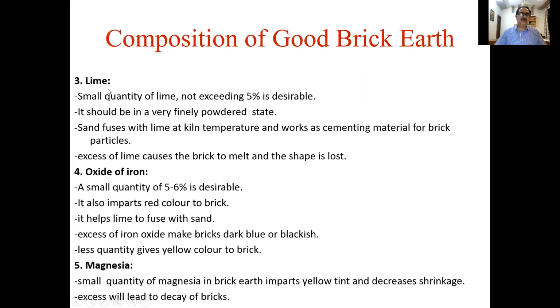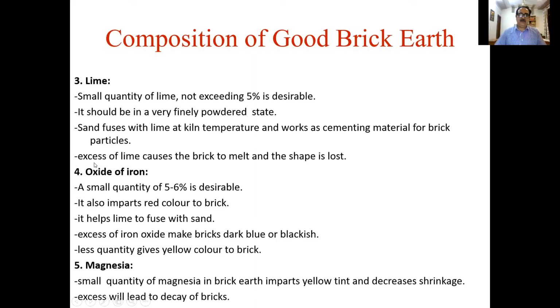Third major constituent is the lime. A small quantity of lime not exceeding 5% is desirable in good brick earth. It should be in a very fine powdered state. Sand fuses with lime at kiln temperature and works as a cementing material for the brick particles. Excess of lime can cause the brick to melt and shape is lost.